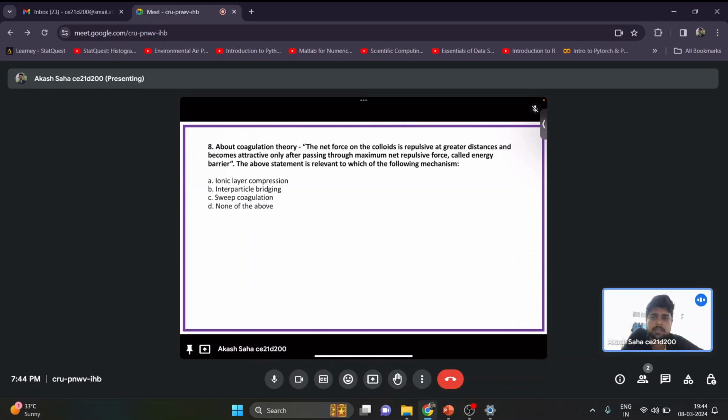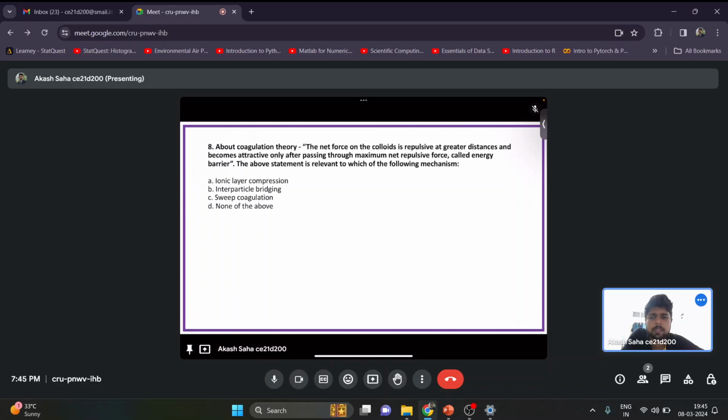So again, going through the statement, it says that the net force on the colloids is repulsive at greater distances and becomes attractive only after passing through maximum net repulsive force called the energy barrier. So this is relevant to which of the mechanisms? We have learned about four absorption mechanisms. Three are mentioned here. The other one is the absorption and charge neutralization. So for which of the following is it true?